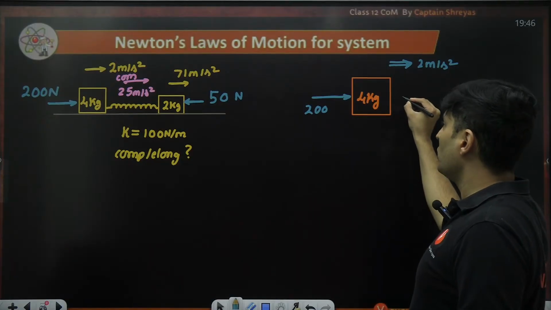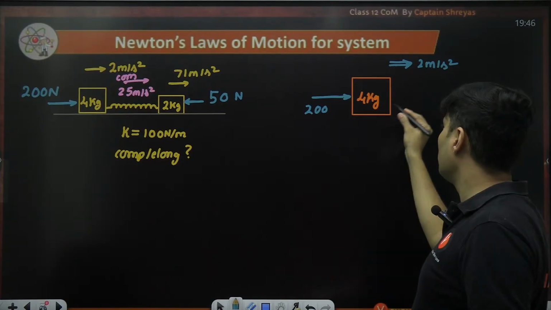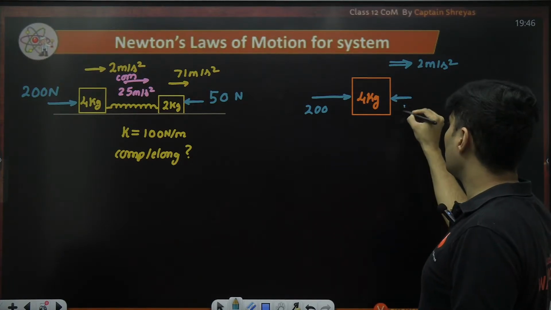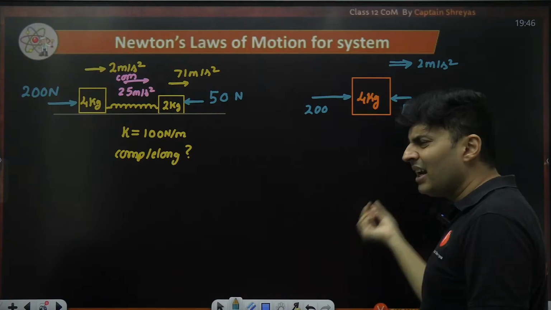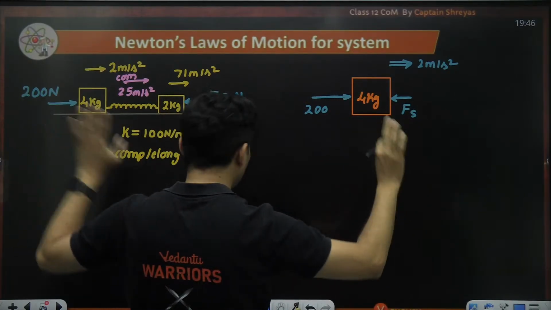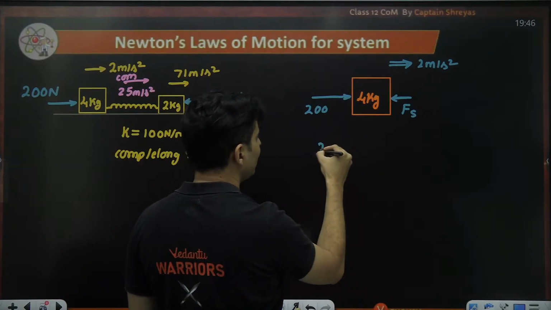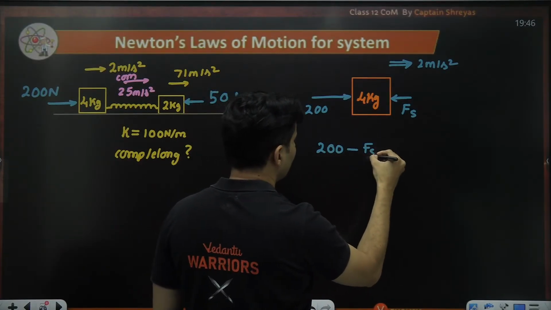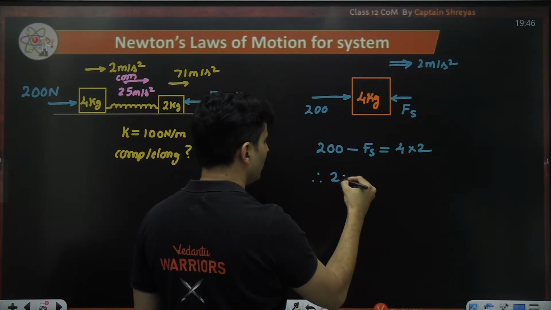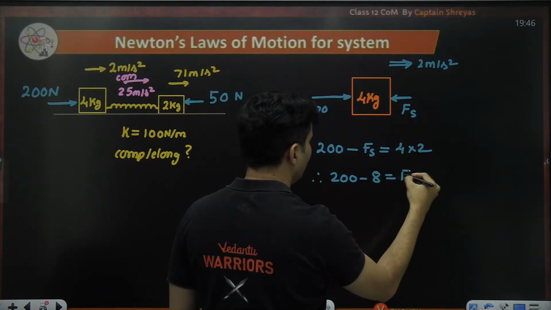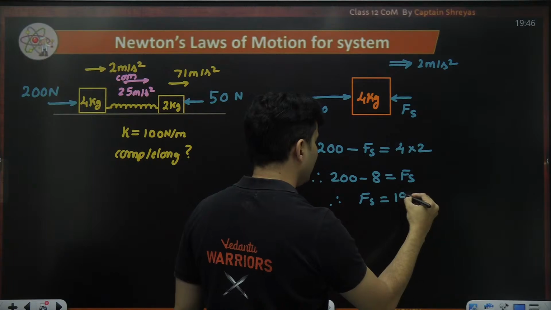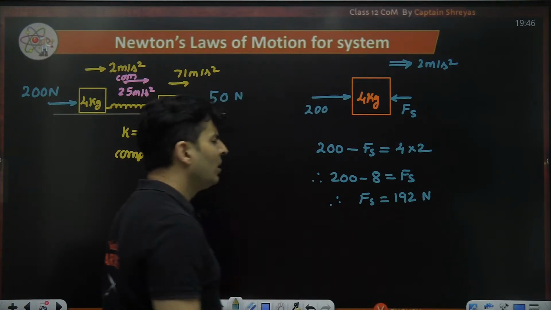So I am just going to assume that the spring is applying some kind of force, maybe like this. I'll just assume it. Nothing wrong in that, right? So this is the force by the spring. If I'm wrong, I'll get a negative answer and I will recalibrate again. Don't worry about it. That's it, nothing else. Now, if you apply normal Newton's law, you will say 200 minus the spring force is mass into acceleration. So 200 minus Fs is equal to 4 into 2, which is 8. Fs is 200 minus 8, which is 192 newtons. Oh, luckily it is positive.